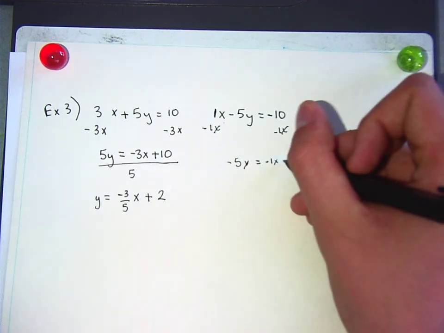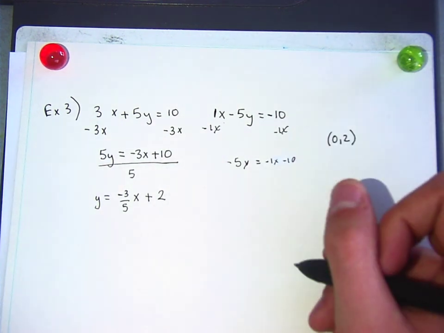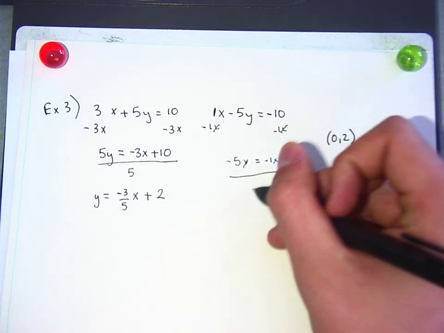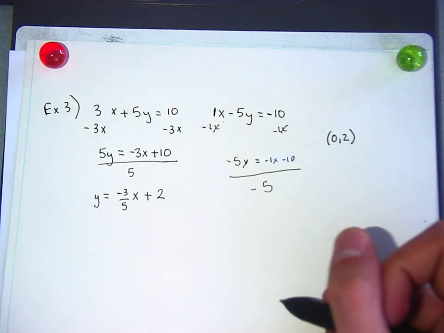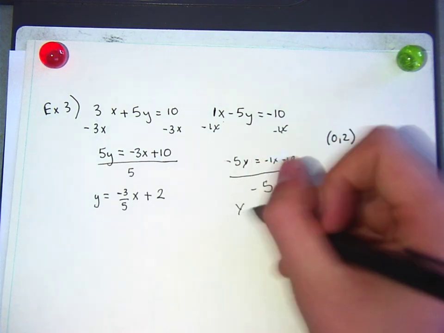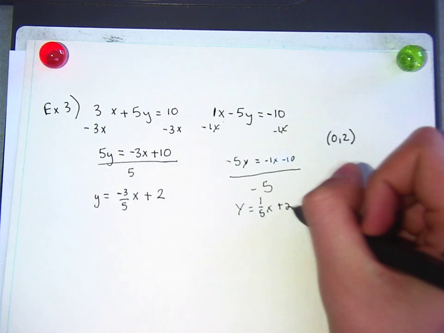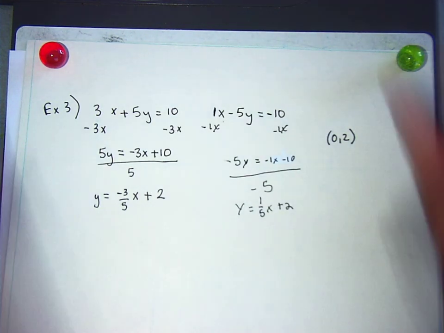Minus what? Minus 10. And then you divide by -5 on everything. And you should get y equals 1/5 x plus 2. Beautiful. Flip to the other side.